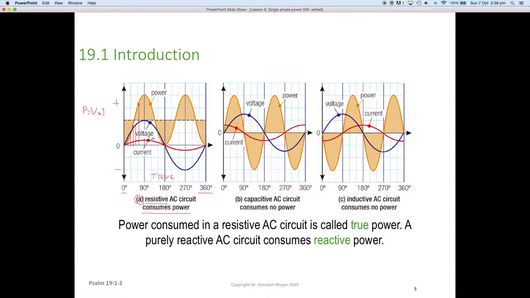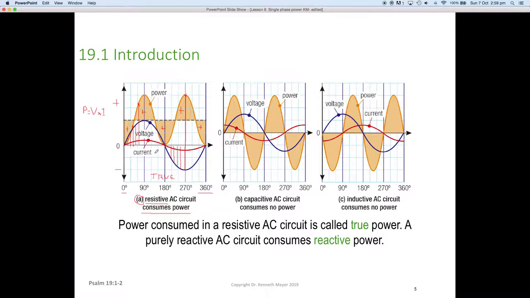So the first thing we need to note is all the power, when we multiply the voltage and the current together, guess what? It's all positive. And you might say, oh, but what about this stuff in the negative down here, Ken? Well, if you remember your algebra, two negatives make a positive. So whenever I multiply the positive and negative voltages together, I am going to end up with a positive result. So I always end up with positive power. So for a purely resistive AC circuit, the power is always positive. There's never any negative, even though the voltage and the current have a negative component.